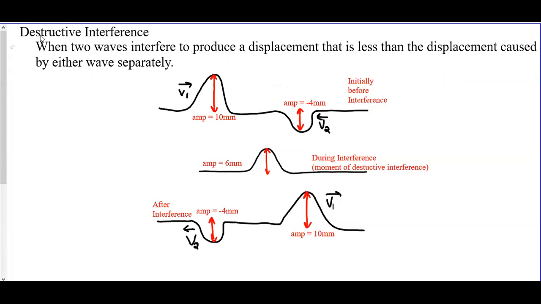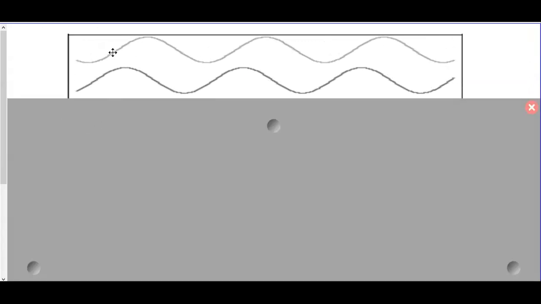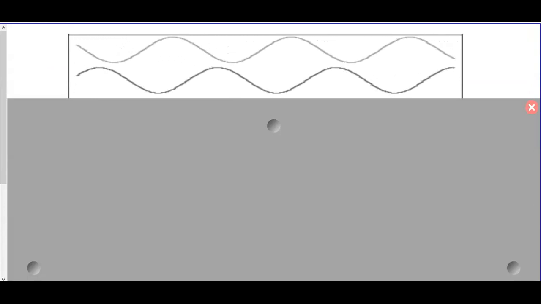So that would be your destructive interference. So the next question is, well, what happens if you have the exact same wave? So I have a little animation here.